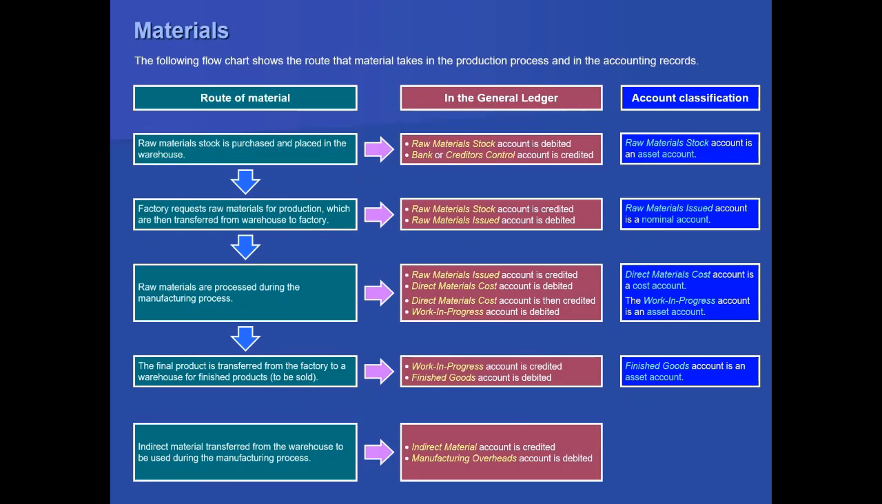Because remember, anything indirect goes to manufacturing overheads, whether it has to do with labor or material or other expenses such as rent and depreciation. They all have to end up in manufacturing overheads, which is an asset account. So the indirect materials already mentioned is a nominal account, expense account. Manufacturing overheads is our cost account.